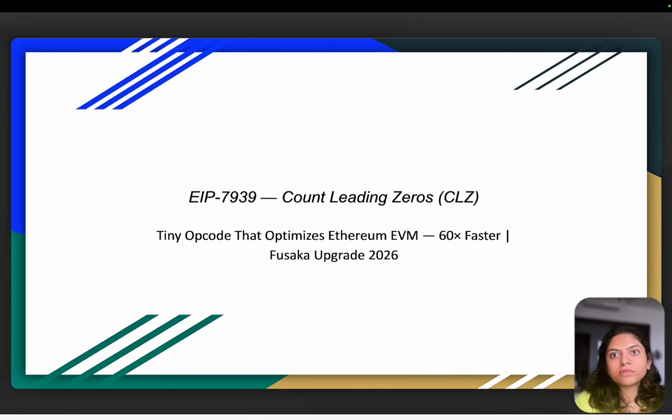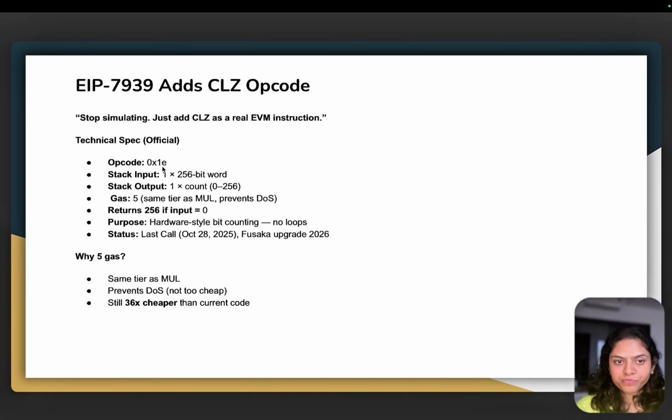These are all the technical specs. Opcode is 0x1e. Stack input is 1x 256-bit word. Stack output is 1x count of leading zeros, 0 to 256. Gas is 5, same tier as MUL, which prevents DoS. DoS means denial of service attacks. Return 256 if the input is 0, meaning all bits are 0 and there is no set bit, then it returns 256. Purpose: hardware-style bit counting, no loops. Status: last call, and it's in the Fusaka upgrade in 2026.